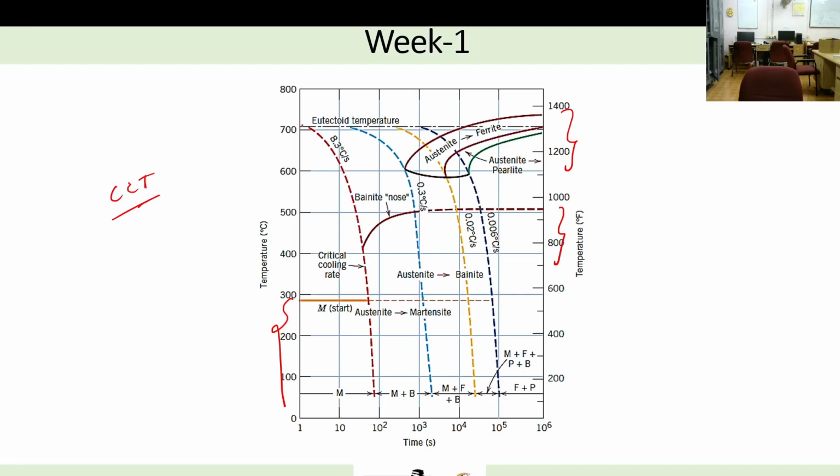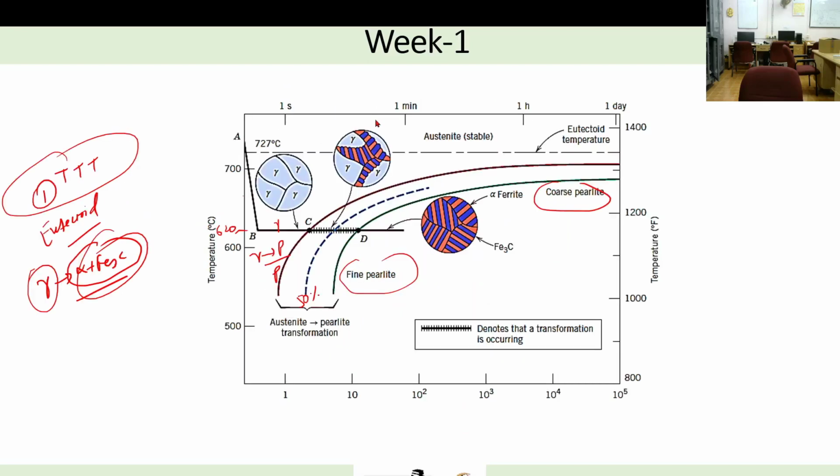Or if you are cooling very fast, 8.3 degrees Celsius per second or even more than that, what will be your microstructure? This diagram will tell you the final phase. To understand this diagram, let's say I'm talking about this cooling rate. And one more thing is that this diagram is drawn for a hypo-eutectoid steel, right? The earlier diagram was for eutectoid steel.